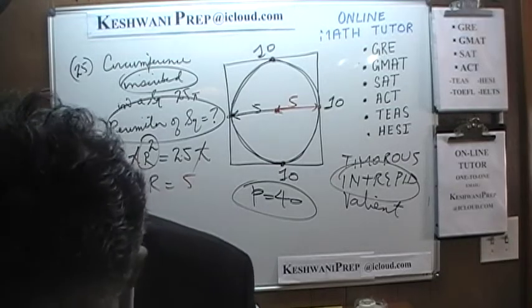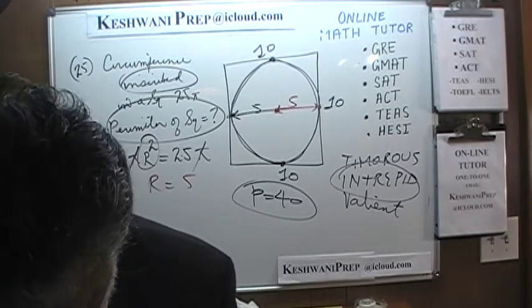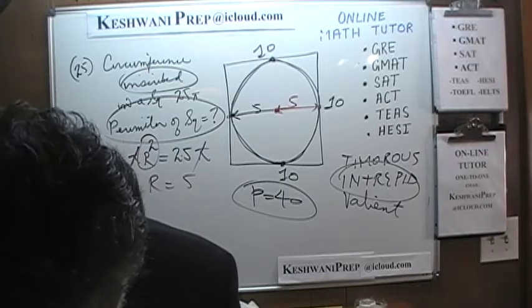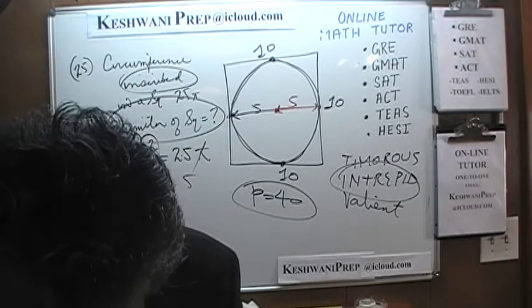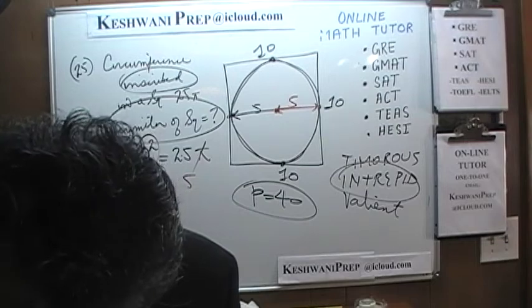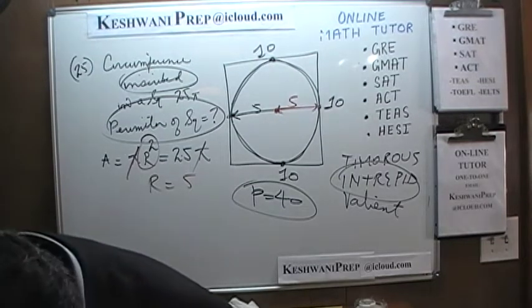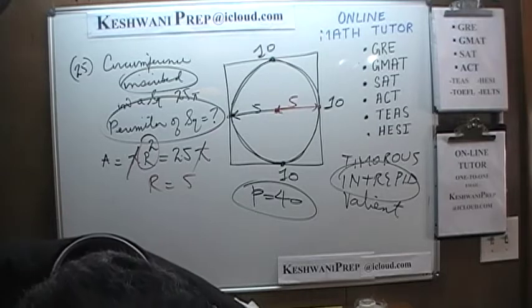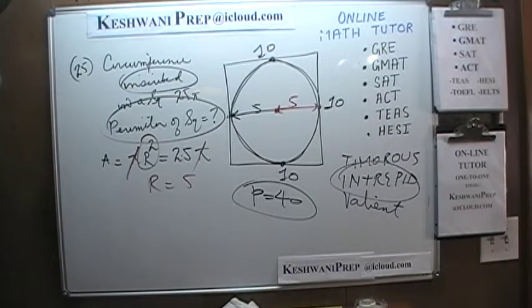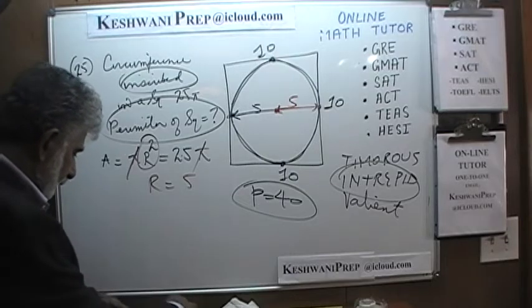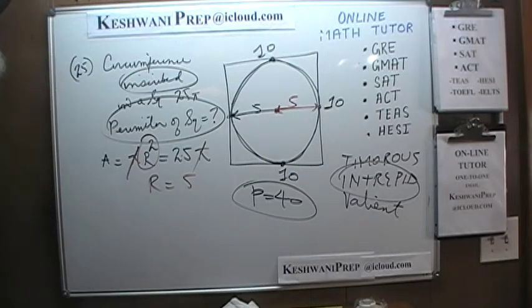This was number 25, wasn't it? In my work, I have a different answer. This is number 25, and the answer is E. E is 100. What did I do wrong? This is all wrong. This is entirely wrong. I cannot believe it. I did something so silly.